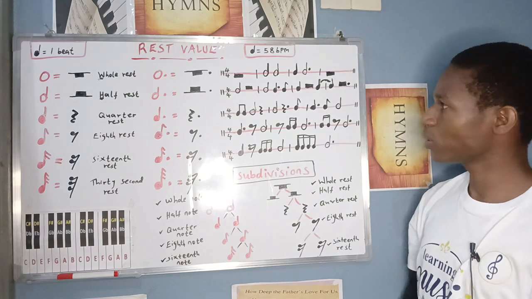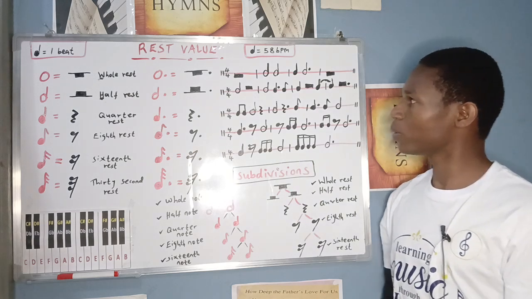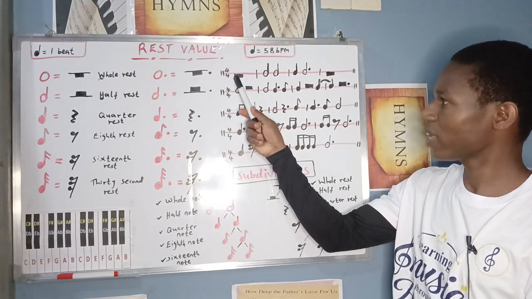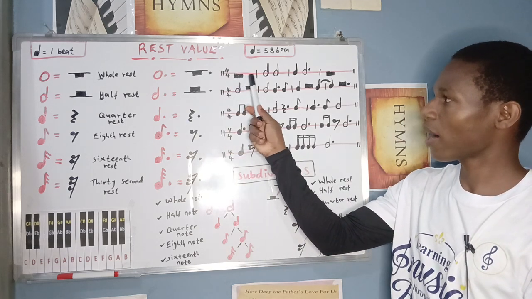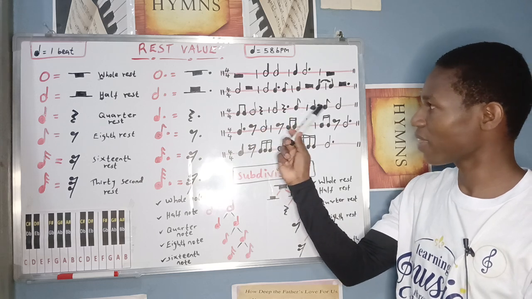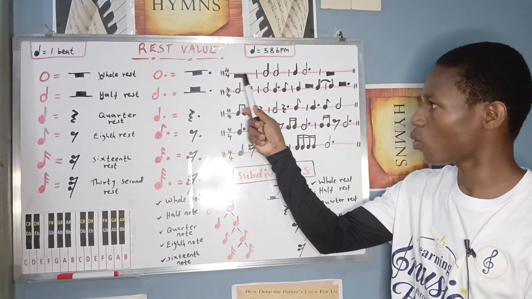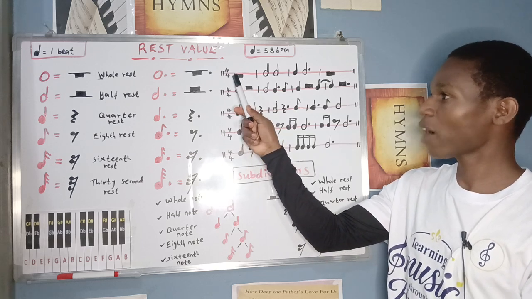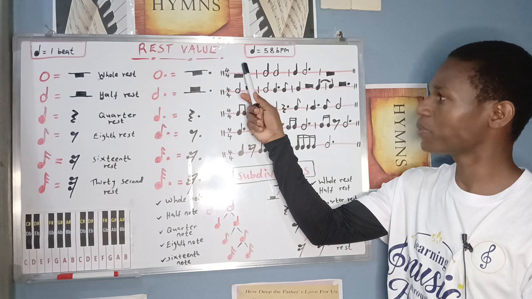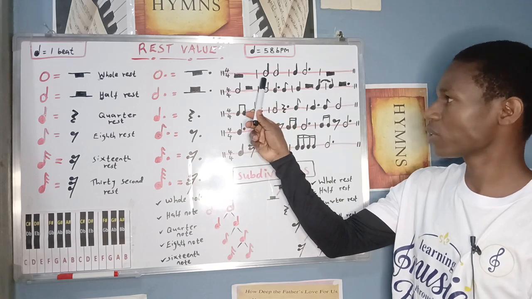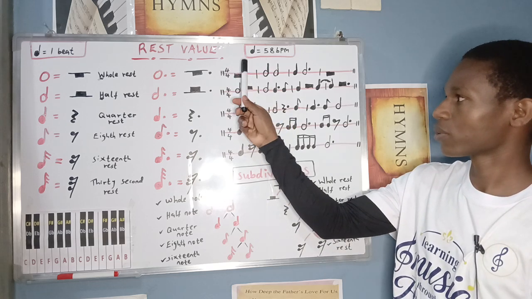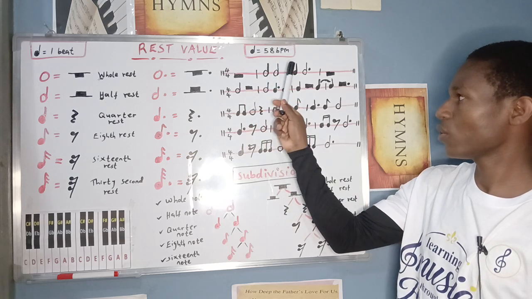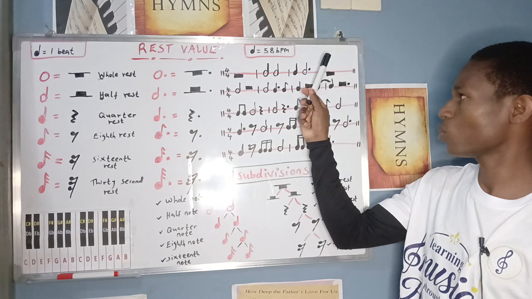Now let us dive deep into our exercises. I will not be worrying so much about other notes; I'll be focusing more on where we have these rest symbols. Like this one, we're having 4 beats of silence. Like this, it will be going 1, 3, 1, 2.